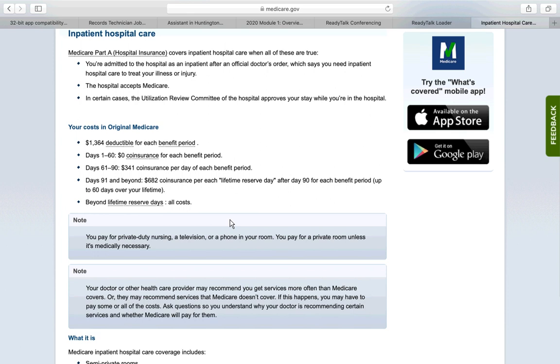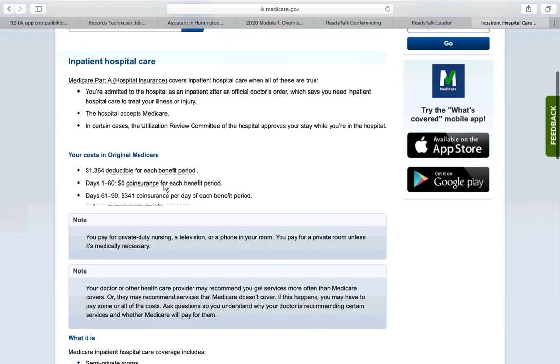If you were hospitalized for the first 60 days, you're going to have a deductible that's $1,364. And that's going to open their eyes. If you're in the hospital longer than 60 days, from day 61 to day 90, it's a daily payment of $341 per day. And then above 91 days, here you are, $682. So a lot of valuable information you can get on this website.